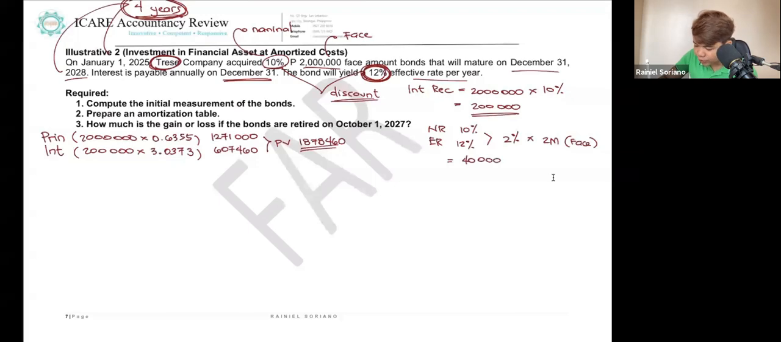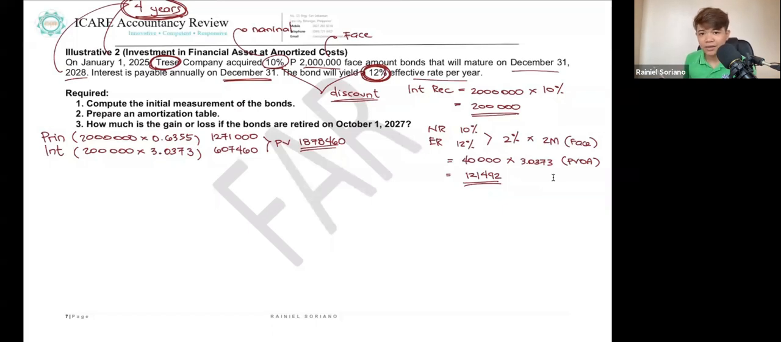Okay? Then itong 40,000 na to, i-multiply mo sa present value of ordinary annuity. That's equal to 3.0373, which is once again our present value of ordinary annuity. May mako-compute ka dito eh. Anong mako-compute mo? 40,000 times 3.0373 is actually equal to 121,492. Okay? So sir, ano yung 121,492 na yan?